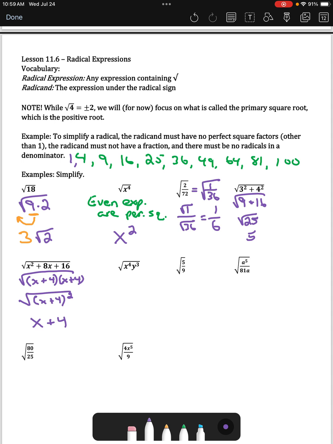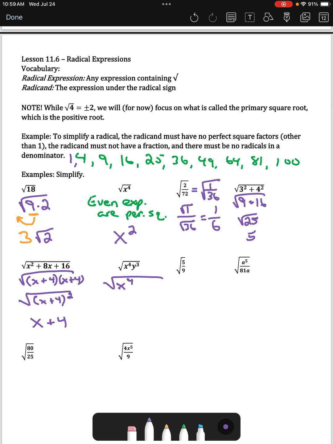In the next example, we have the square root of x to the fourth, y to the third. So we have multiple variables, and with variables, we're looking at the exponents. And we want even exponents preferably. So we kind of have one here, and we don't have one here. We do have an even exponent on the x. So that's going to be just fine. We'll get him out in a second. The y has an odd exponent, so it can't come out as it is. But that doesn't mean that we can't do some simplifying.